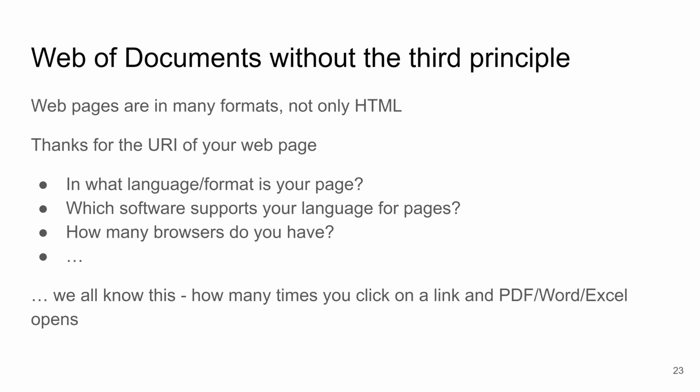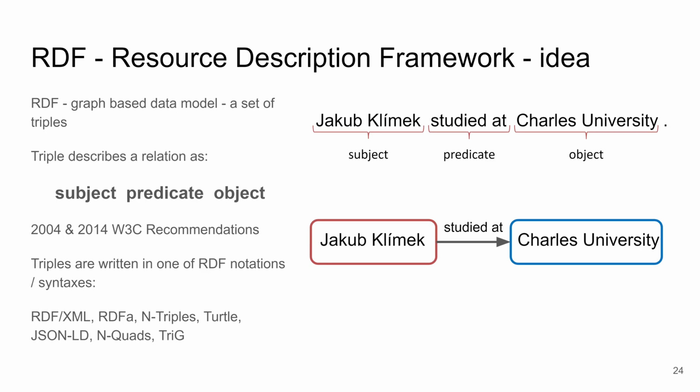And in the web of data, in linked data, the third principle says that data on the web is published in RDF. RDF is Resource Description Framework. We will have a lecture on RDF later, so this is just a brief introduction to RDF. Now, the idea behind RDF is that we will break down all data into simple statements, like the one we see in the slide. Jakub Klimek studied at Charles University. This is a very simple RDF statement, or just a statement.